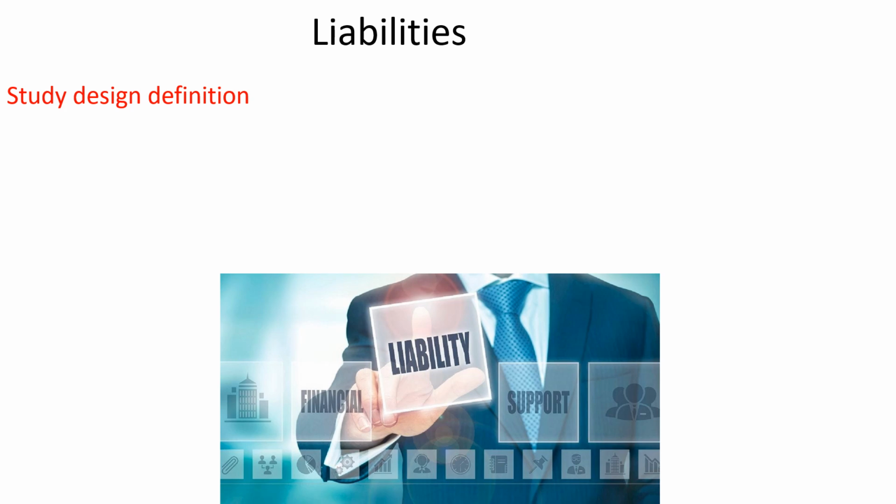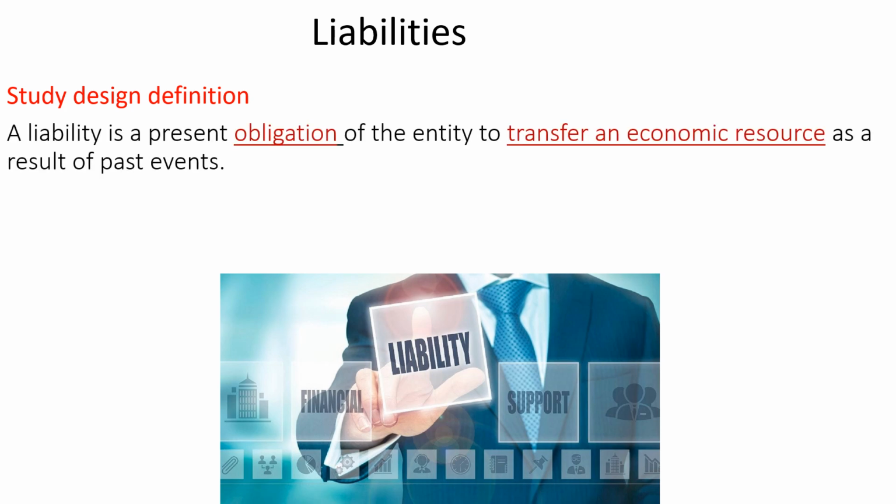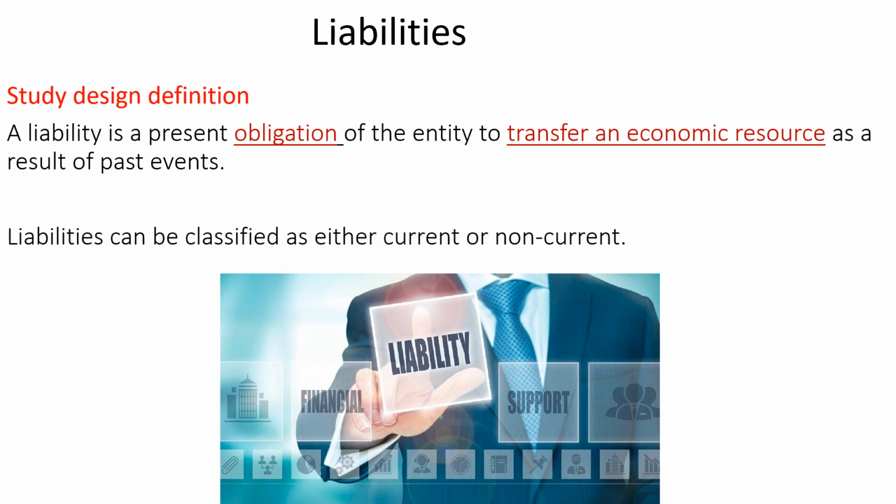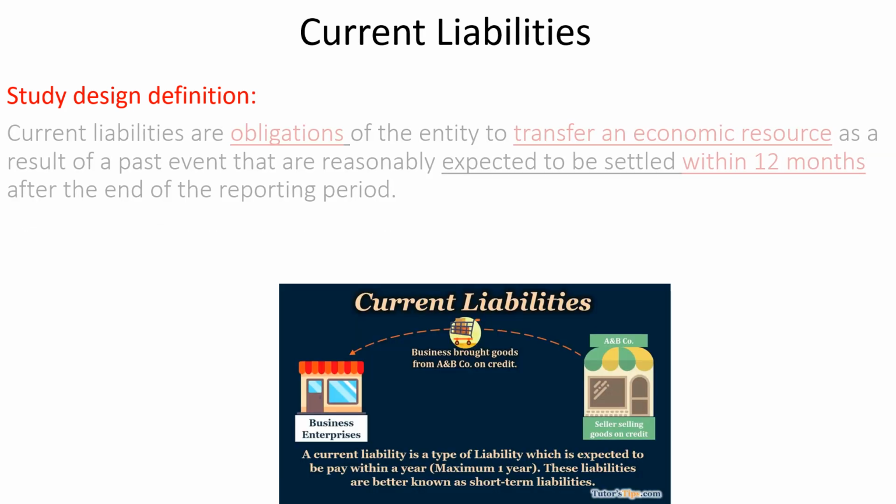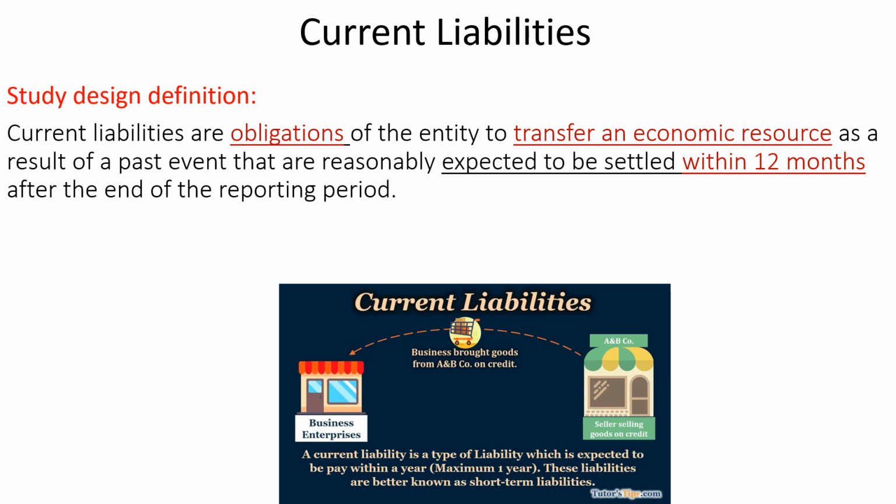Now, again, the 2025 version of the study design defines a liability as a present obligation of the entity to transfer an economic resource as a result of some type of past transaction. So the obligation means that at some point, generally we're going to either have to transfer funds or work, in terms of accrued revenue and that type of thing. So in the case of a current liability, the obligation to transfer that economic resource, which will usually be funds, as a result of some type of past event, which is a transaction, is reasonably expected to be settled within 12 months.